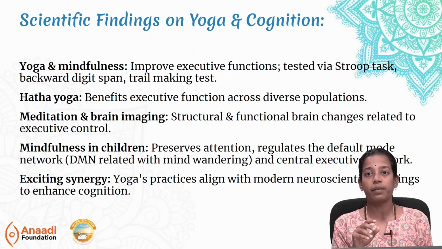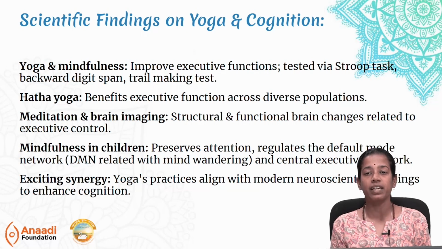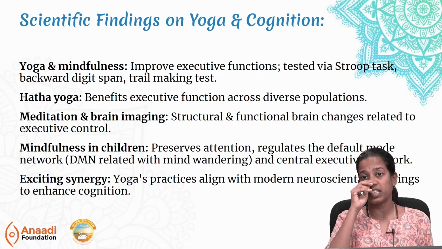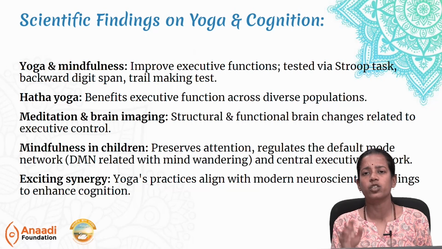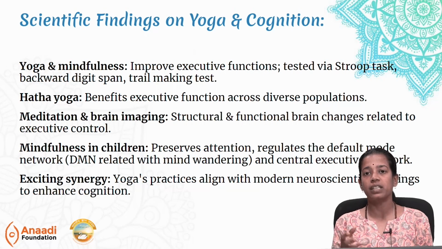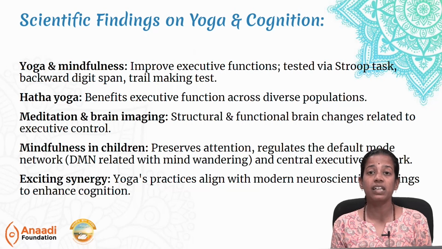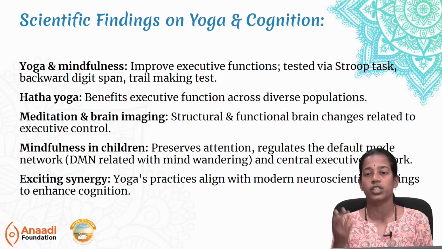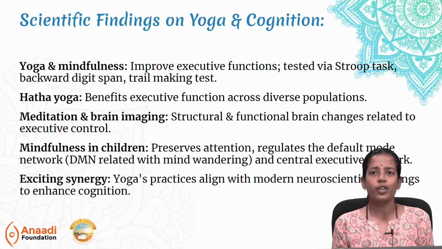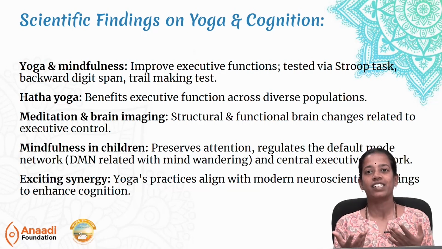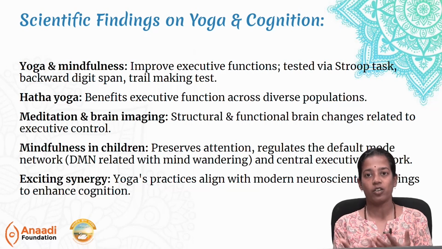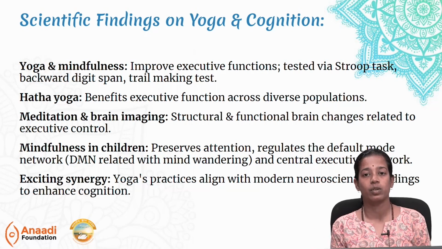So, mindfulness regulates the DMN and thereby the central executive network also. They have an inverse correlation. So, if the DMN is regulated well below, then the central executive network, the cognition, will be very high because the attention span automatically will get increased. We could see a lot of exciting synergies between yoga and cognition, yoga and neuroscience also as a field.